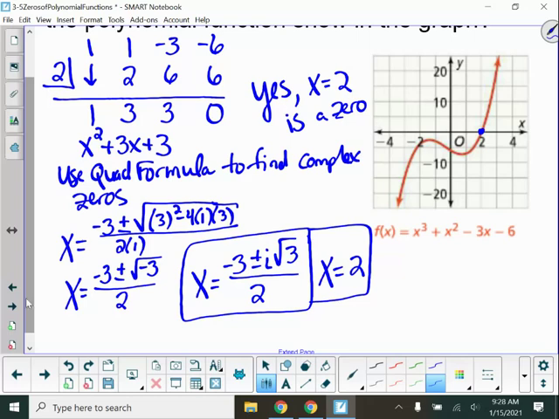And this is something you can use if you look at the graph, or if they give you a graph where you can easily find one of the zeros. You can always use the quadratic formula on your new polynomial once you do synthetic division to figure out what the other remaining zeros are going to be.